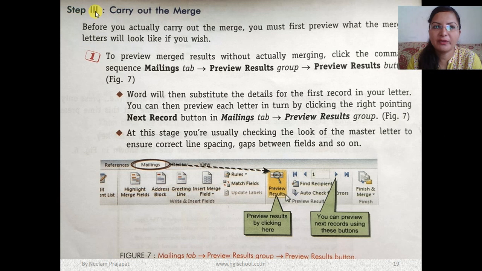Now, how to merge? Before you actually carry out the merge, you must first preview what the merge letter will look like, if you wish. Where is the preview results button? You can see here in the Mailings tab, in the Preview Results group, you will get the Preview Results button. You can click on it, and then click on the arrow buttons one by one to see the letters. You will get the merged letter with your first friend's details through to the last friend's details.